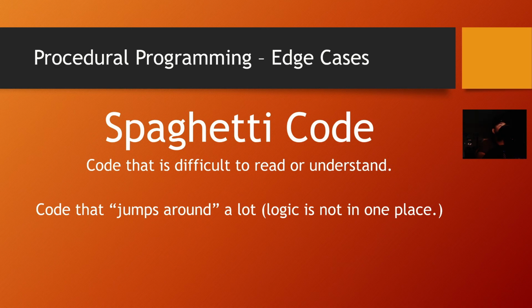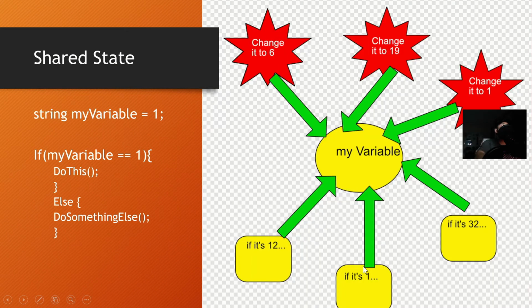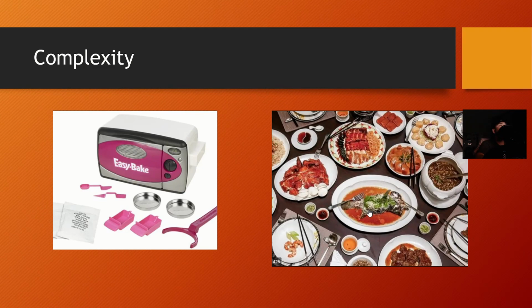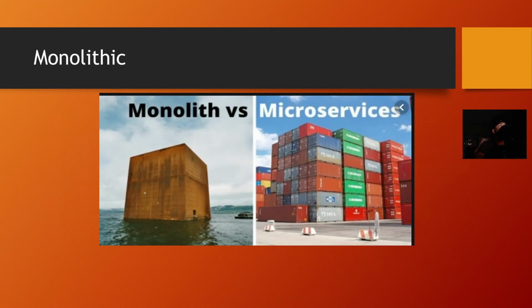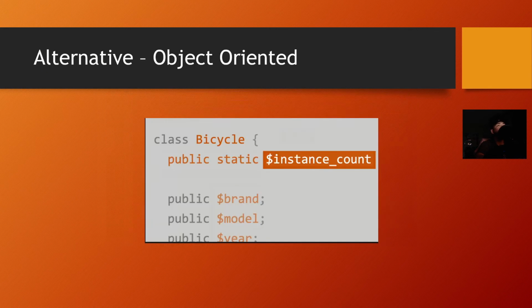Spaghetti code: code that is difficult to read or understand, code that jumps around a lot, where logic is not in one place. Shared state: string myVariable equals 1. If myVariable is actually 1, do this, else do something else. So here you have myVariable, and then if it's 12, if it's 1, all this stuff going into myVariable that could be used. Complexity. Okay, now we're just talking about complexity. We have monolithic versus microservices.